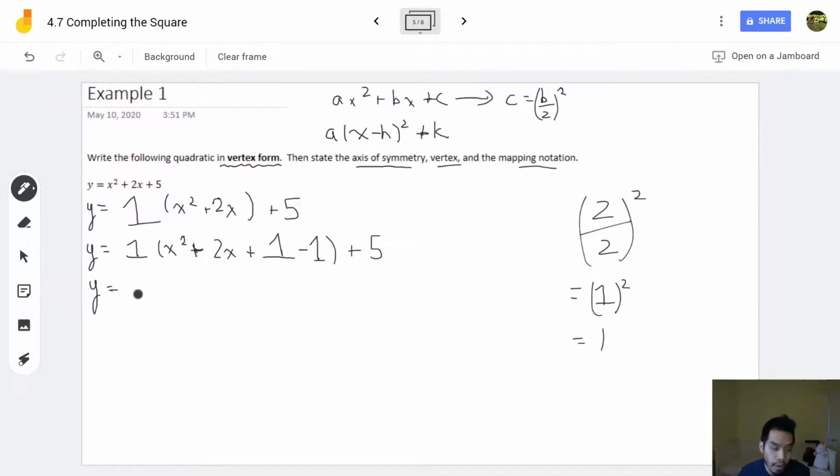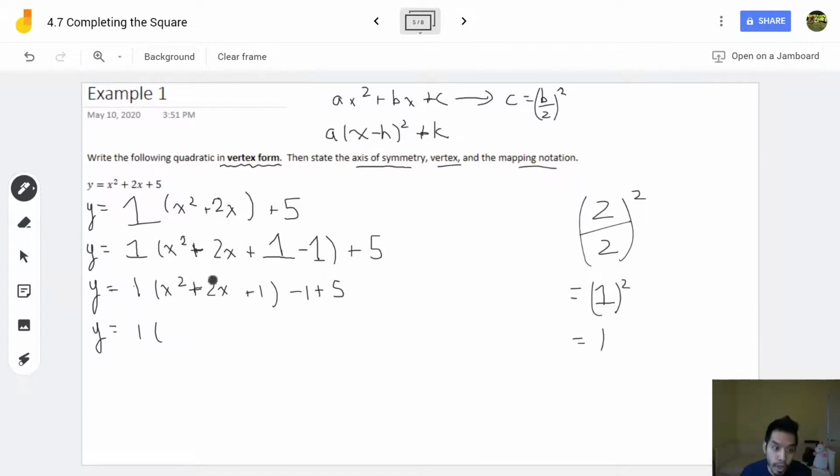In this case, it's a 1. I'm going to write 1s like this now. That's how I normally do it. Alright, so I'm going to take this outside the brackets. I'm going to multiply by 1. So 1 times negative 1 will be minus 1 plus 5. And now we have a perfect square trinomial.